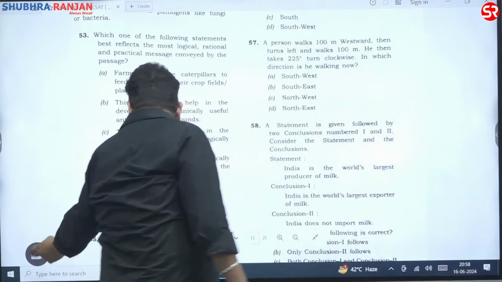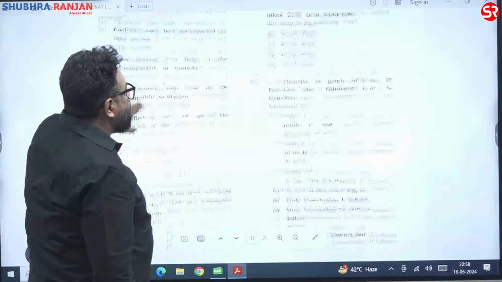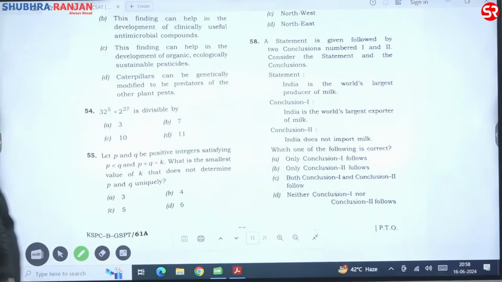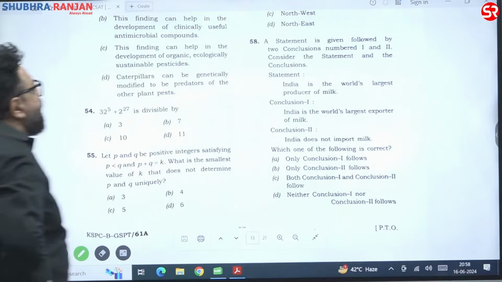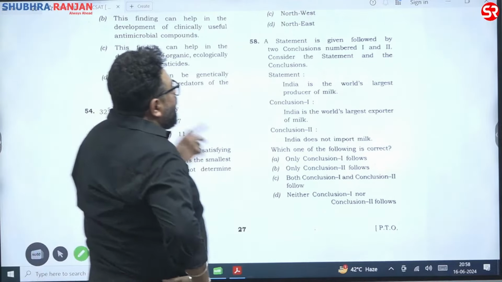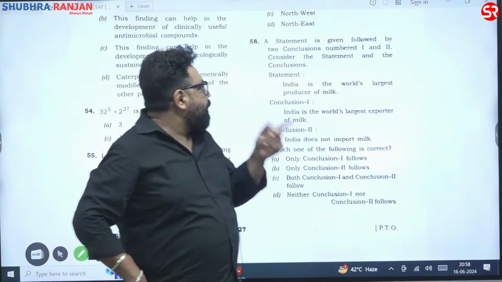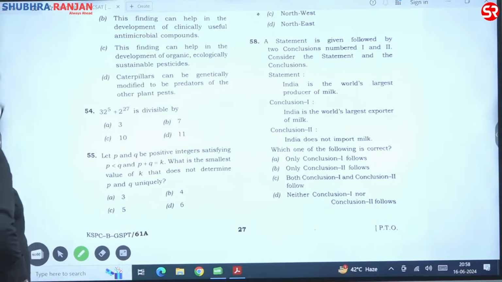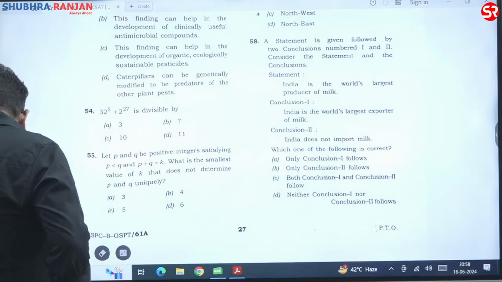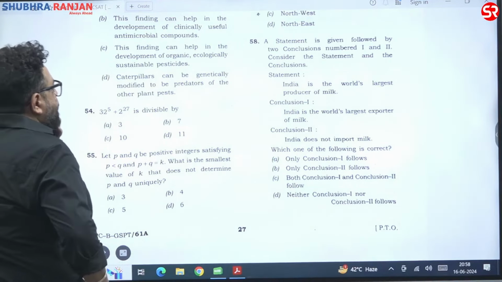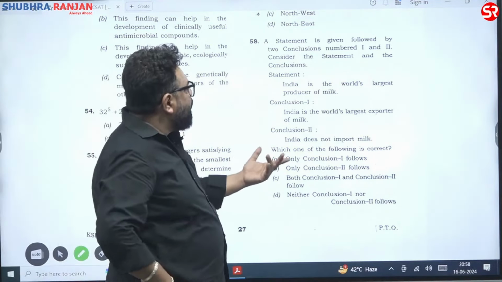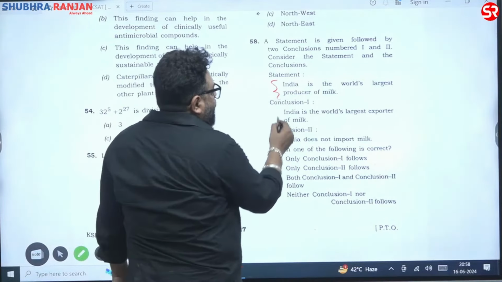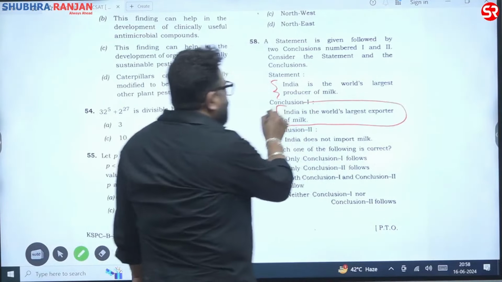Then a conclusion question. A statement is given followed by conclusions 1 and 2. Consider the statement and the conclusions. India is world's largest producer of milk. Then he says conclusion 1, India is world's largest exporter of milk. Okay, the statement says producer.